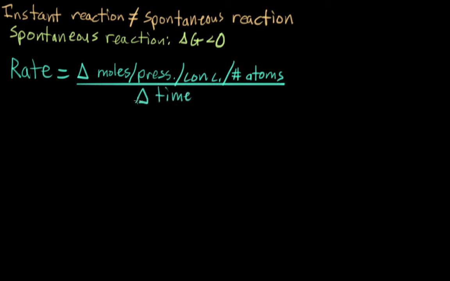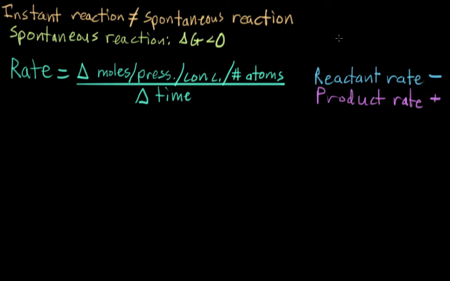Again, this triangle, delta, means change. And so for reactants, we would say the rate is negative, and that's because reactants are being consumed. And for products, we say that the rate is positive. And this is for some hypothetical reaction where we have some reactant going to some set of products or one product. So instead of writing all these words, oftentimes we will write the rate as some symbols.